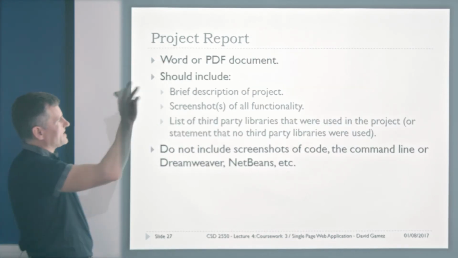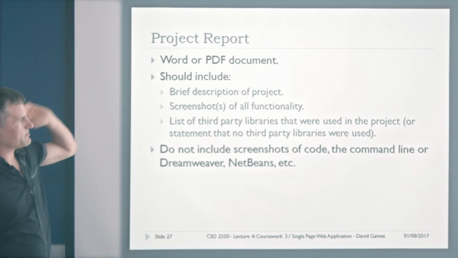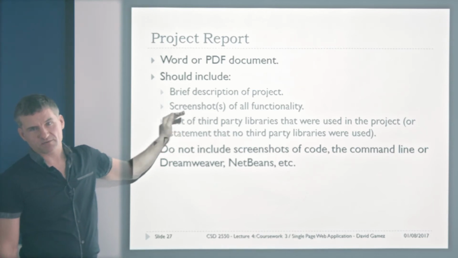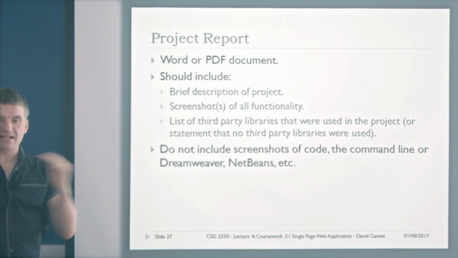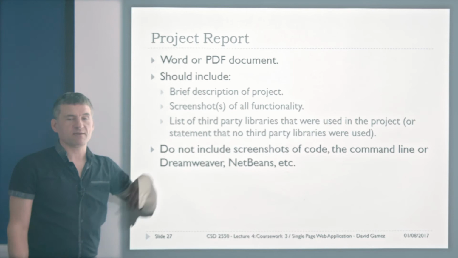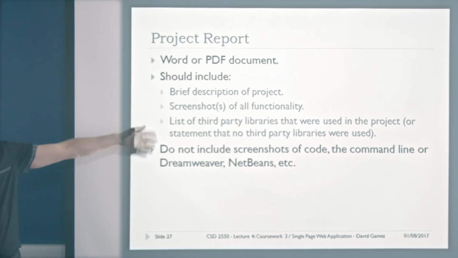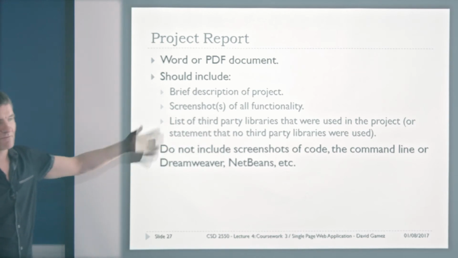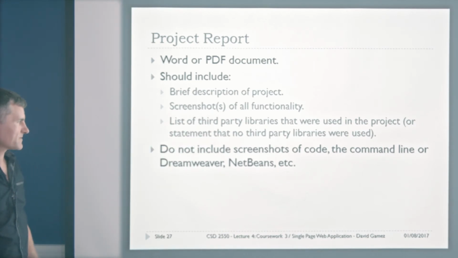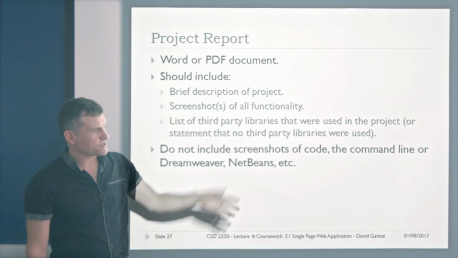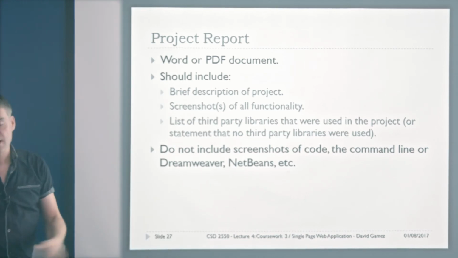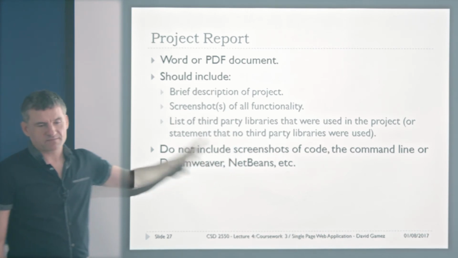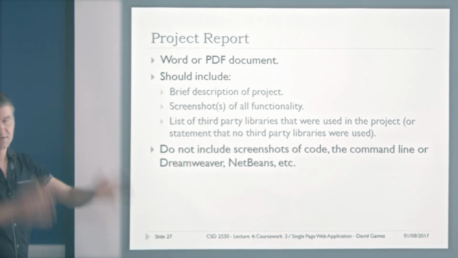Project reports, just a Word or PDF document. Briefly describe the project, include screenshots of all functionality and a list of third parties that were used, or state clearly somewhere that no third-party libraries were used. Okay, you'll lose the 2 marks, whatever it is, for third-party libraries if you don't accurately state whether you did or didn't use third-party libraries. As usual, don't include screenshots of the code, command line, Dreamweaver, NetBeans, etc. They're not relevant here. We've got the code anyway. Just keep the report descriptive with screenshots of the functionality.